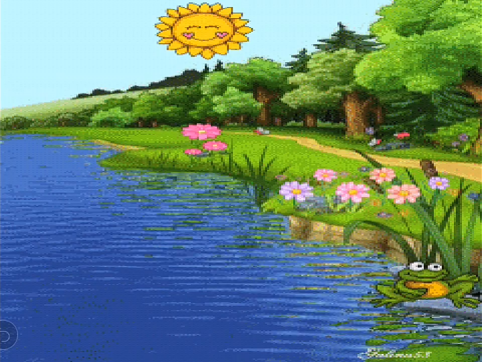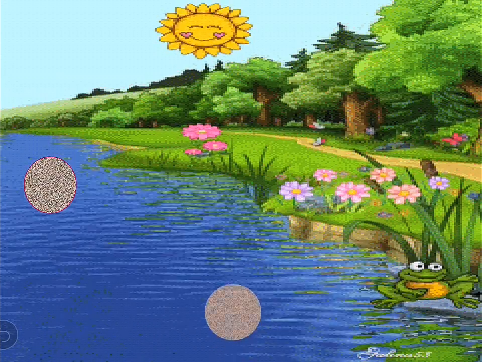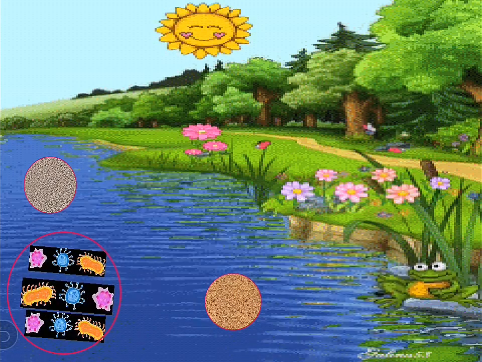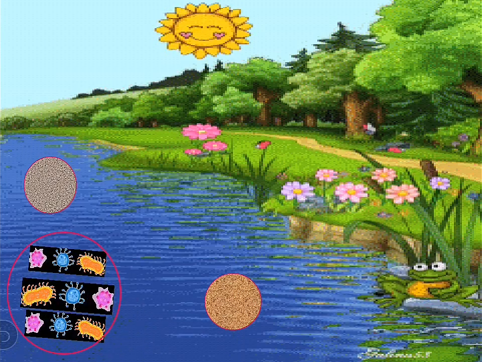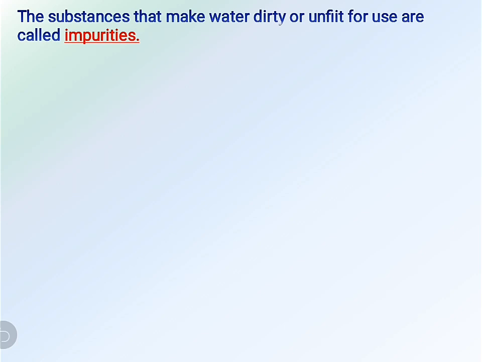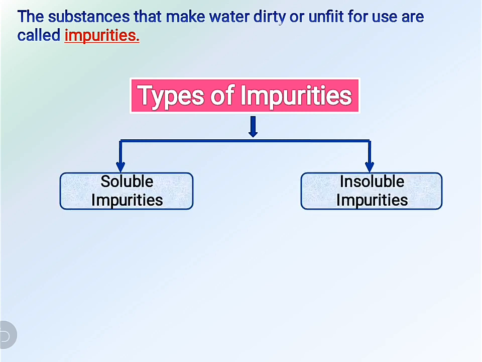And children, do you know that substances such as sand, mud and germs make this water unfit for use? So, the substances that make water dirty or unfit for use are called impurities. And impurities can be of two types. Number one, soluble impurities, and number two, insoluble impurities.